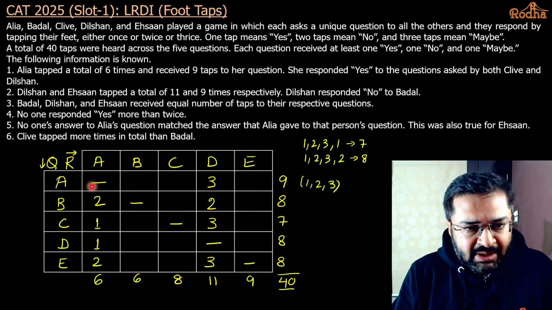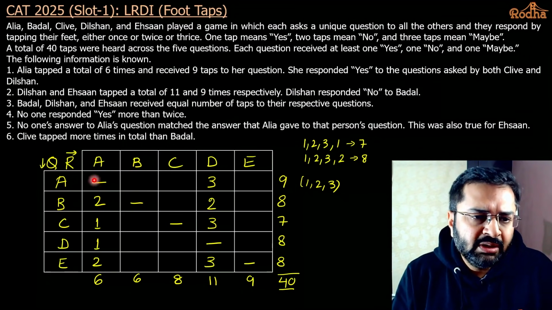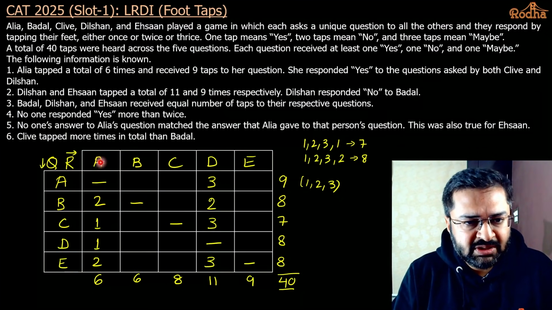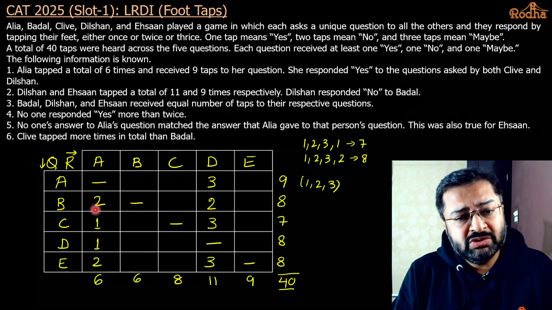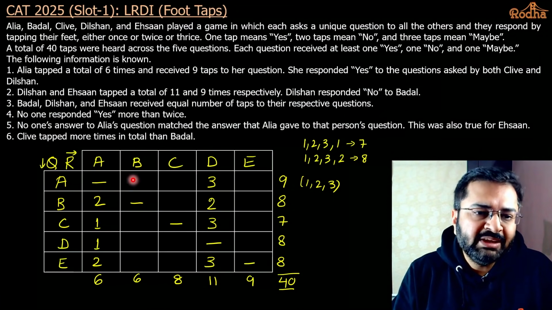So B gave a response to Alia's question in this cell, whatever the number is, right? And A gave a response to B's question. So this is B's response to A's question, and this is A's response to B's question. So what does that mean? If this is 2, this cannot be 2, right? So this can be either 1 or 3.